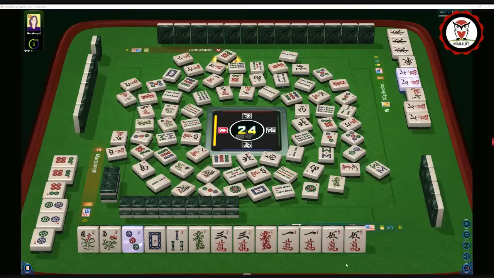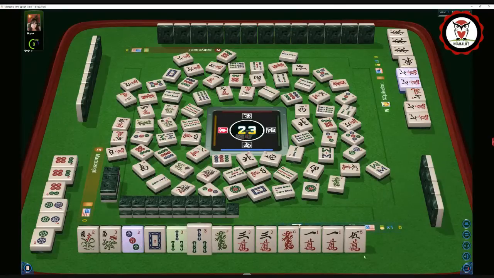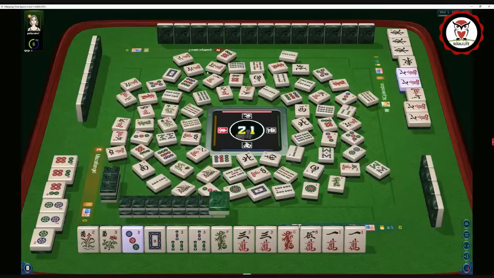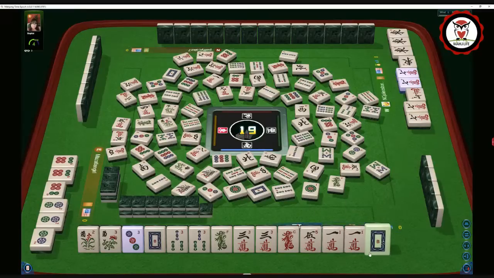Seven dots. That's kind of scary. Did they draw jokers? Oh, we got a three bam. Five characters. I don't think anyone wants the one cracks. Let's do those next. Nine bamboos. I see one crack. We don't know what the player across from us is doing. Eight bamboos. They have a lot of evens in front of them. Nine characters. Oh, white dragon. We don't want to hold on to that. White dragon.